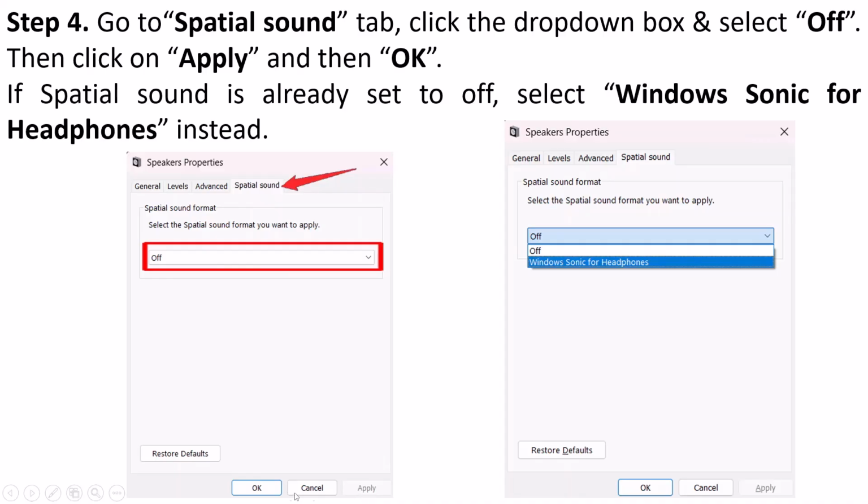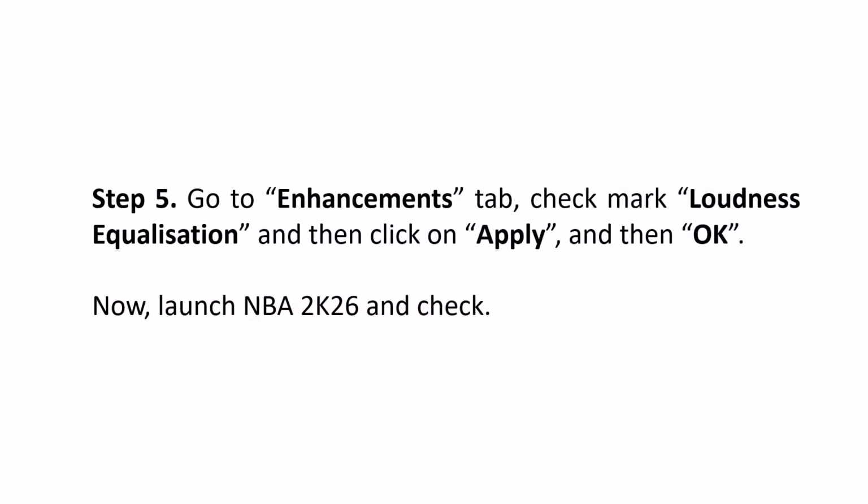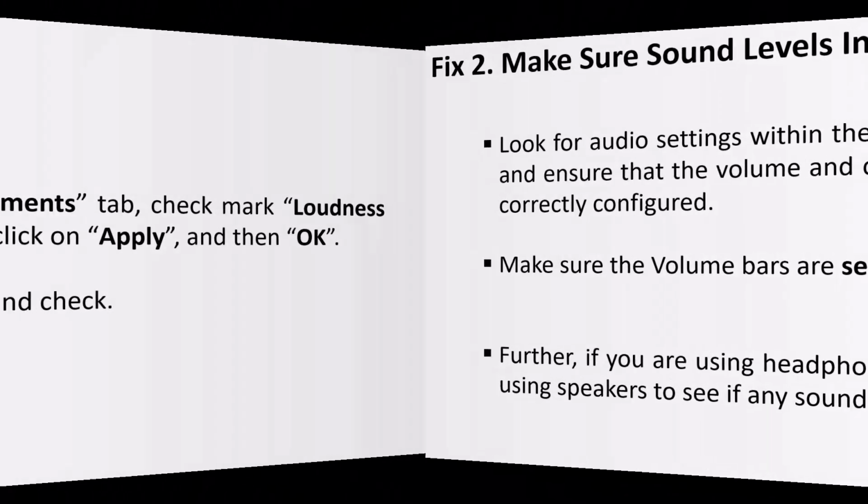Then hit Apply, OK. Now if Spatial Sound is already turned off, then select Windows Sonic for headphones. Now go to Enhancement tab and check mark Loudness Equalization and then click on Apply and then OK. Now launch NBA 2K26 game and check if your sound or audio problem is fixed or not.